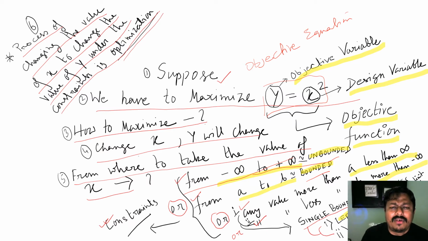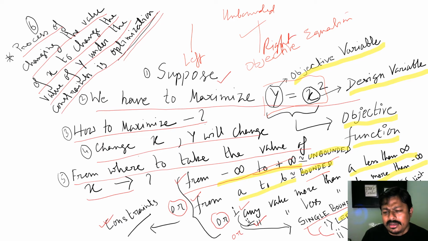Now, as I say, if one side is bounded and the other side is free, then it is known as unbounded or open optimization, or sometimes single bounded. If it is free on the lower side, that is the left-hand side, then it is known as left unbounded. If it is unbounded on the right-hand side, that is the higher limit, then it is known as right unbounded. So left is the lower limit, right is the higher limit.